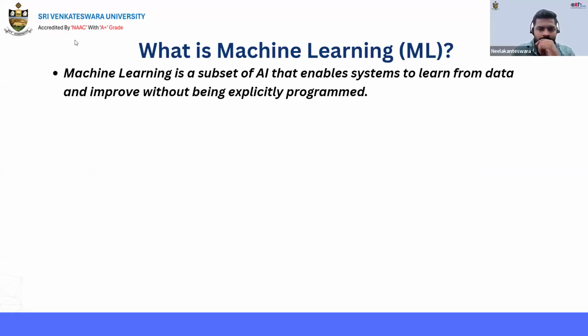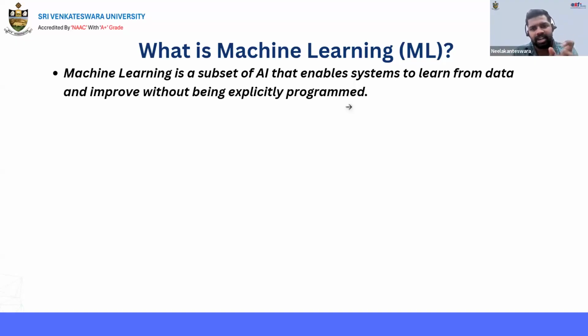Yeah, guys. Now we're discussing what exactly machine learning is. Machine learning is a subset of AI, but it is also called the heart of artificial intelligence. Why? Because without machine learning, AI can't get that much power or popularity. That is why we call machine learning the heart of artificial intelligence.